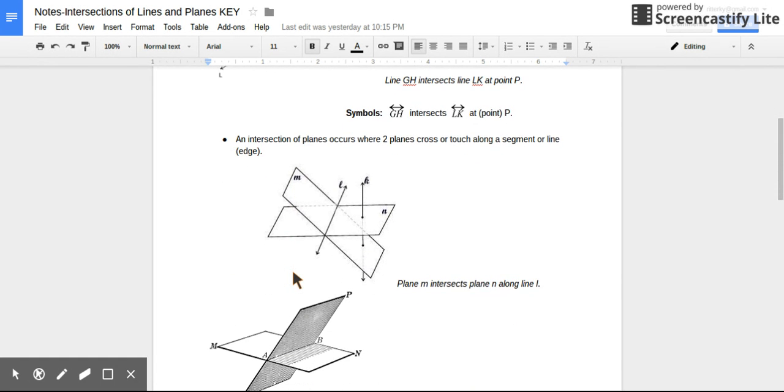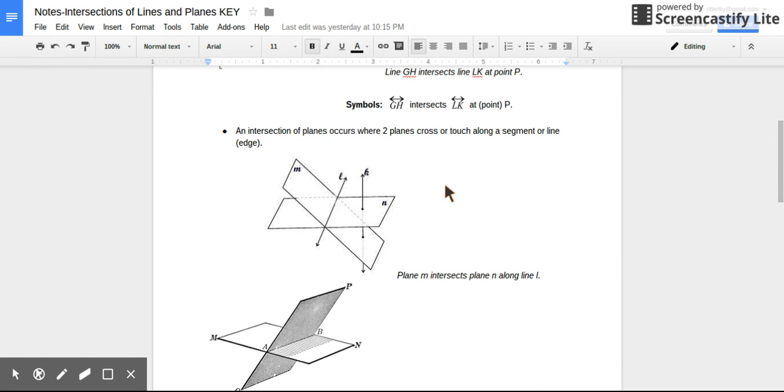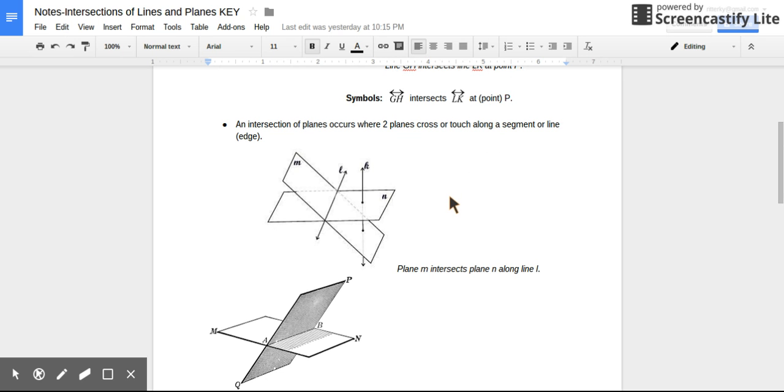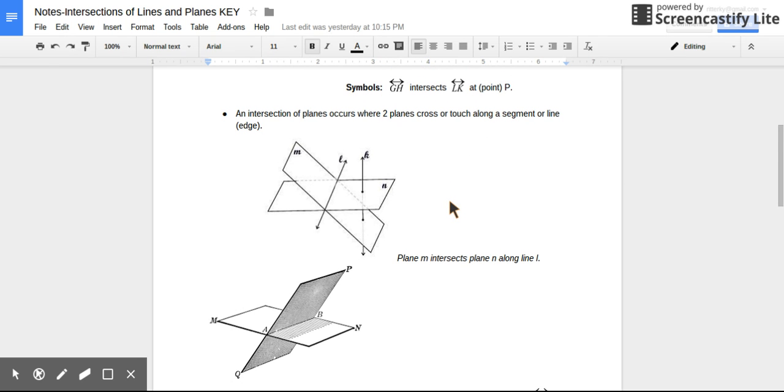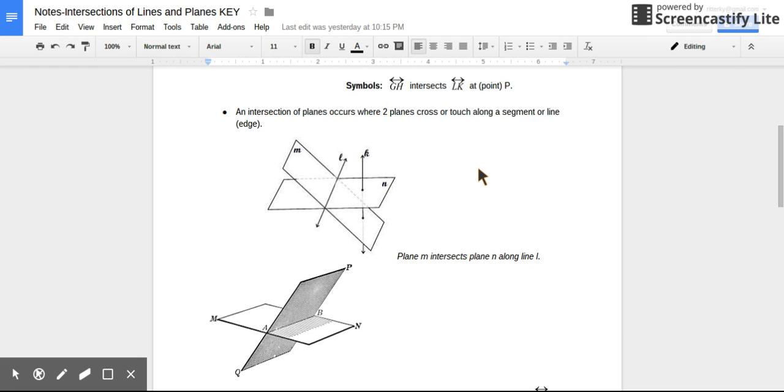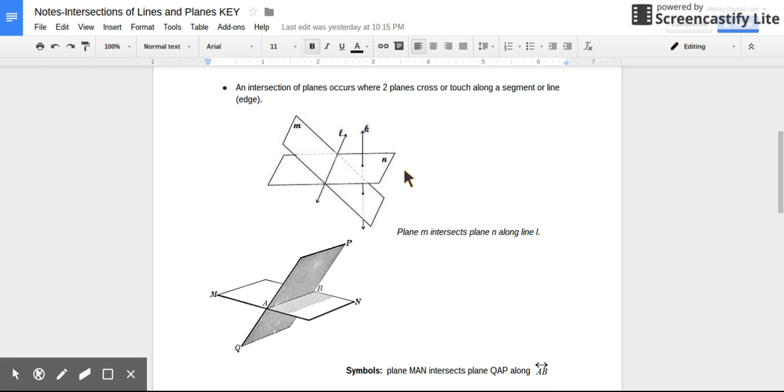Planes intersect in a slightly different way. An intersection of planes occurs where two planes cross or touch along a segment or a line. And in real life, we can think of it as like an edge. So where does the top of a box come together with the side of a box? Well, along an edge, right? So we'll name intersections of planes using lines. We can do it a couple of different ways.